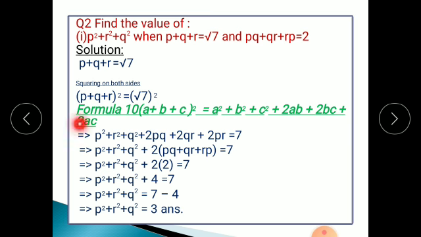Here again apply formula number 10. Formula number 10 states that the square of a plus b plus c is equal to a square plus b square plus c square plus 2ab plus 2bc plus 2ac. How we will transform? Did you see? p plus q plus r whole square has changed into p square plus r square plus q square plus 2pq plus 2qr plus 2pr equal to the square of under root 7, which will be changed into 7. Okay, square and under root cancelled out and 7 left.